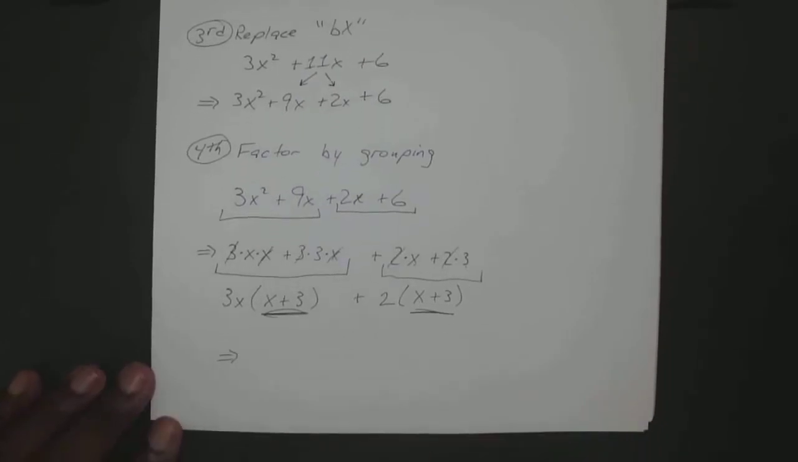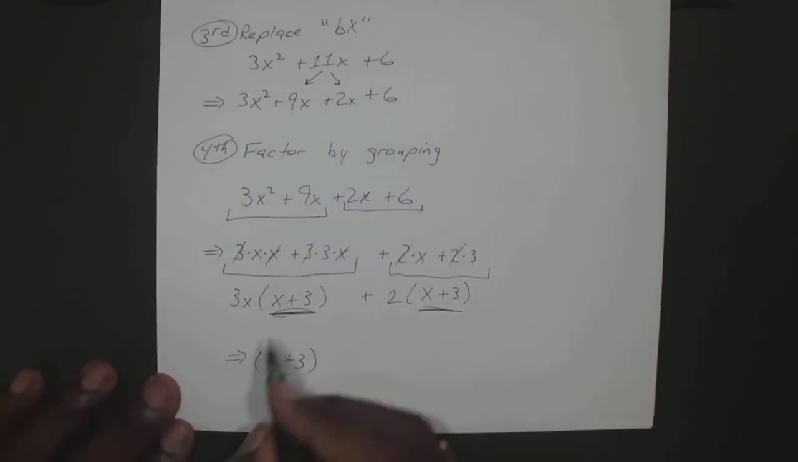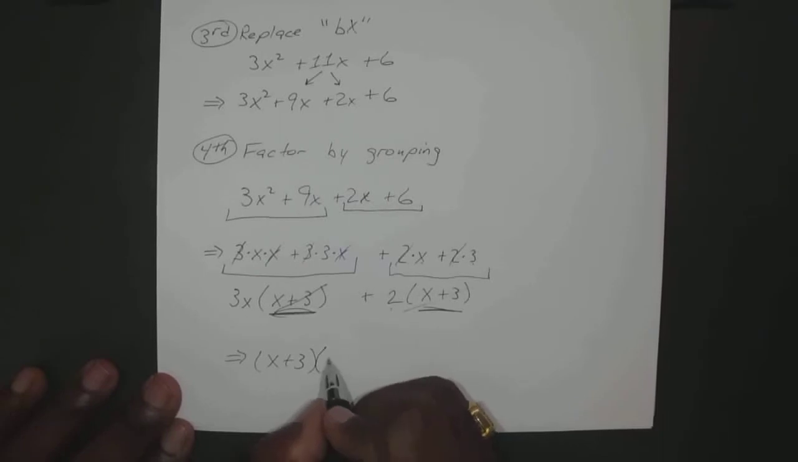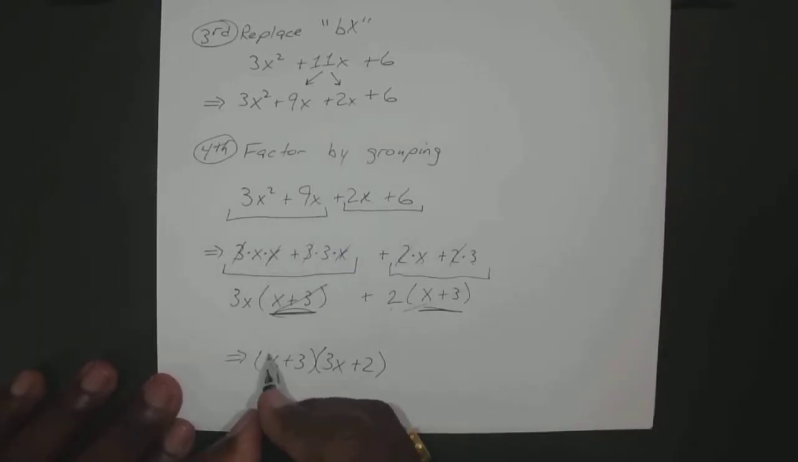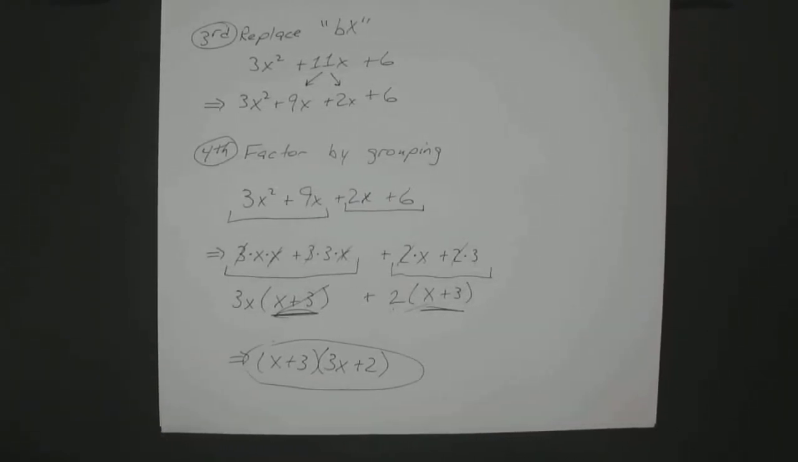Here we go. So we have x plus 3. And once we factor them out, we just go ahead and cross that out. The only thing left is 3x plus 2. All right, so that's our factor. Any questions on that one?